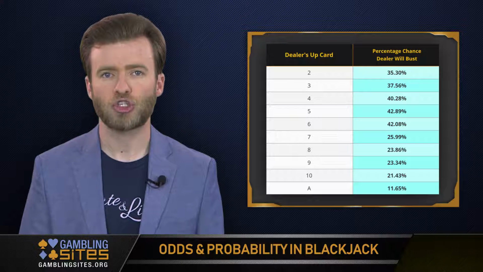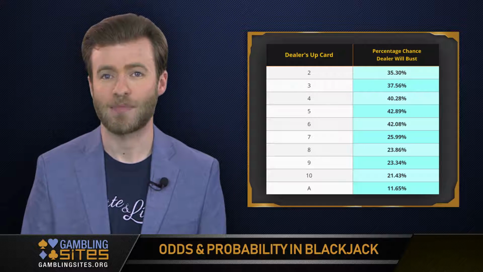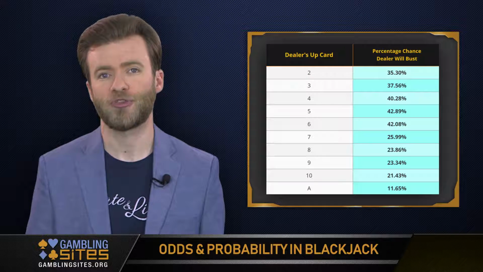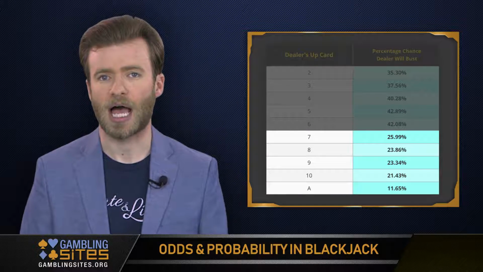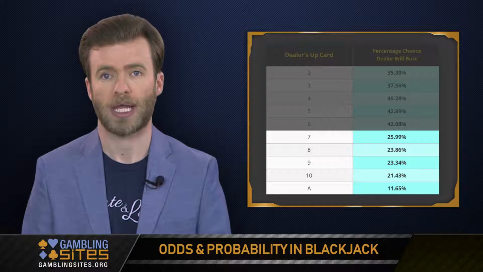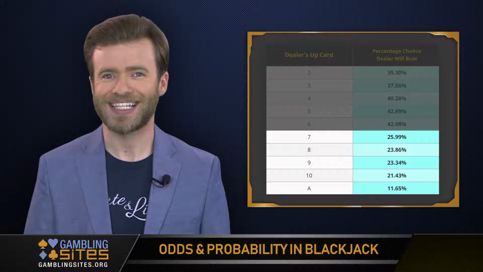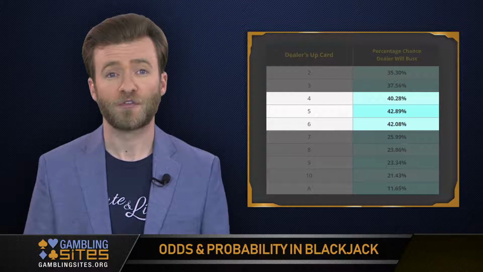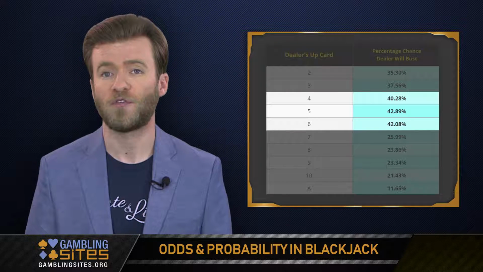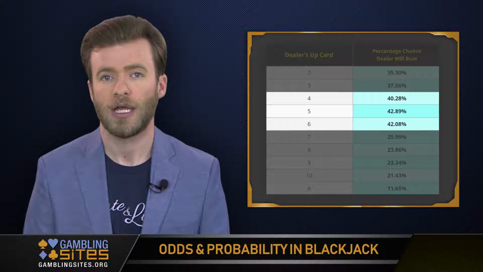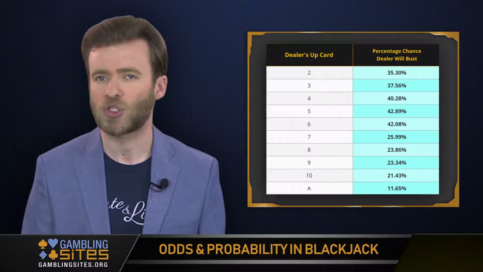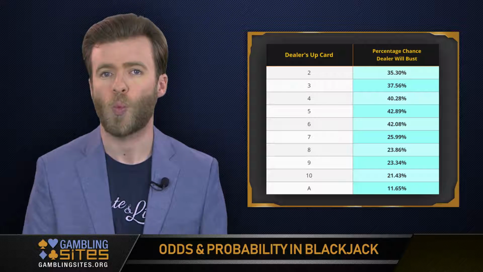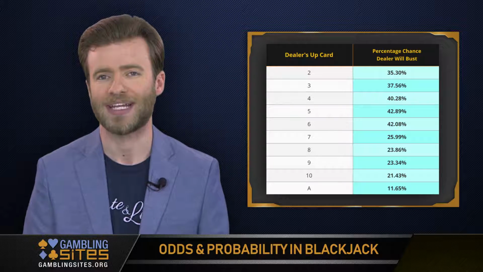Similarly, we have a chart showing the probability of a dealer busting based on their up card. As you might expect, the dealer has the lowest chances of busting when they have a 7, 8, 9, 10, or ace showing, with the ace busting less than 12% of the time. Meanwhile, the dealer busts over 40% of the time when they show a 4, 5, or 6 as their up card. While you won't need to memorize exact numbers or anything, having an understanding of these probabilities will help you understand why basic strategy works the way it does.